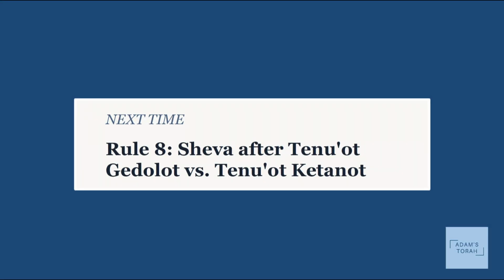In our next video, we are going to put all of this information to use. We are going to learn rule number 8, which tells us how to read a Sheva if it is following a Tenu'ah Gedolah versus if it's following a Tenu'ah Ketanah. All of the information we learned today about those classifications will be important background to help us with learning rule number 8.